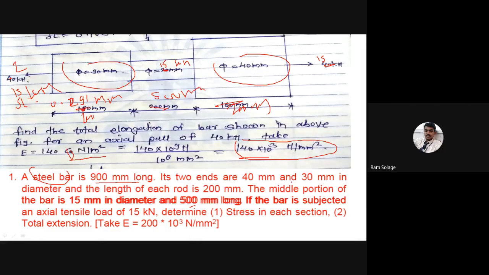Now, in type number 2, we have already taken 3 problems. In those problems, they give the value of P, and we calculate the value of sigma, strain, and deformation. Correct? Now we'll take a problem where they give the delta L, and we have to calculate the value of P. We use the same formula, but the question asks us to calculate P. Now we'll take the next problem.